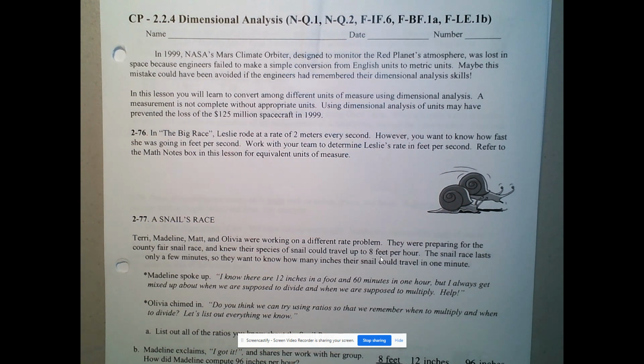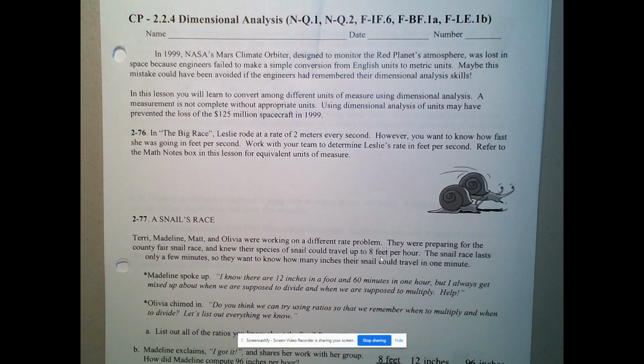In 1999, NASA's Mars Climate Orbiter, designed to monitor the red planet's atmosphere, was lost in space because engineers failed to make a simple conversion from English units to metric units. Maybe this mistake could have been avoided if the engineers had remembered their dimensional analysis skills. In this lesson, you will learn to convert among different units of measure using dimensional analysis.